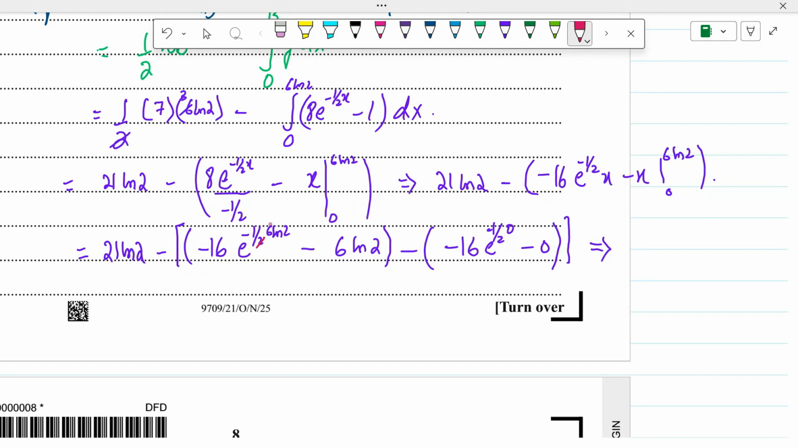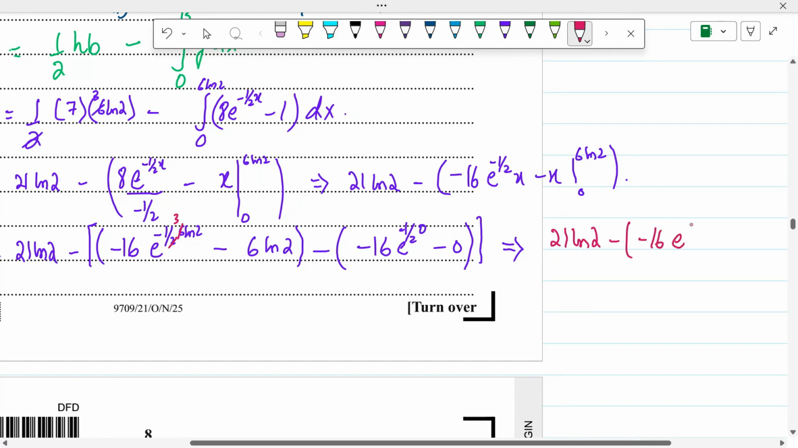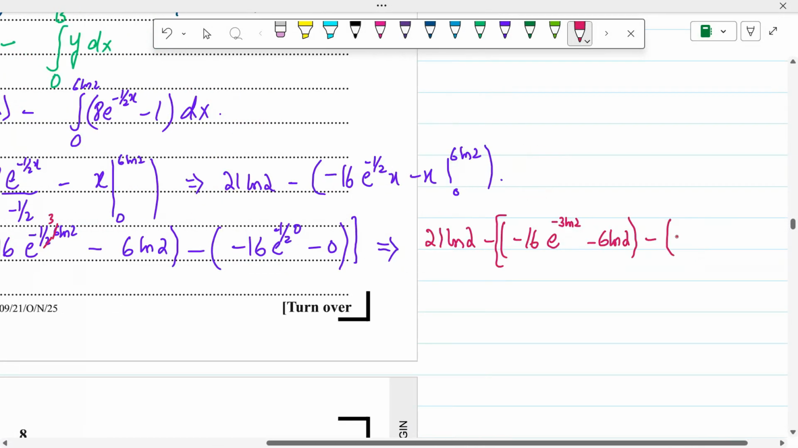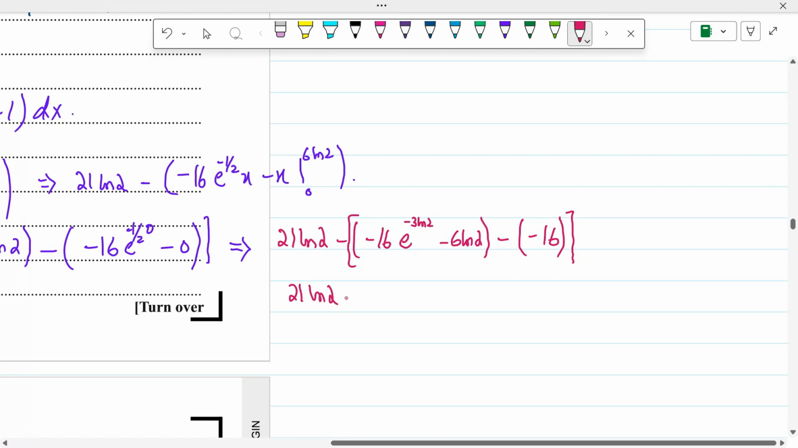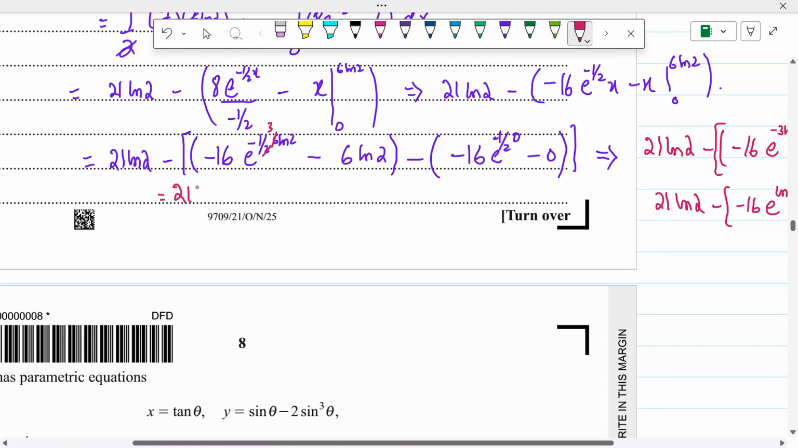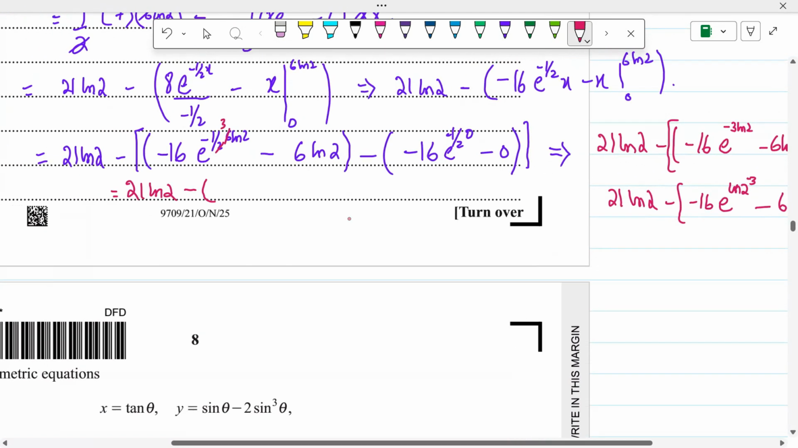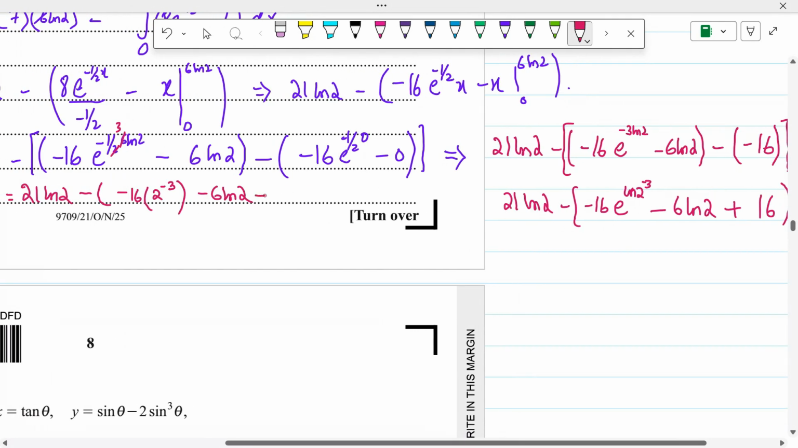Solving, we will have 21 ln 2 minus [negative 16e^(-3 ln 2) minus 6 ln 2, minus negative 16]. This equals 21 ln 2 minus [negative 16 e^(ln 2^(-3)) minus 6 ln 2 plus 16]. Now e and ln cancel, and we have negative 16 times 2 to the power of negative 3, minus 6 ln 2 plus 16.